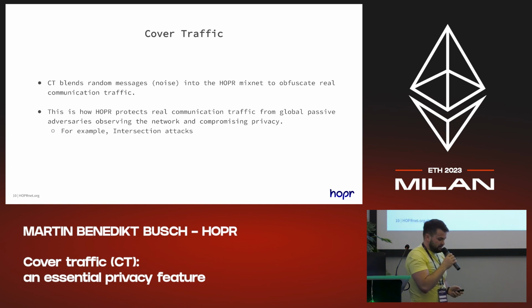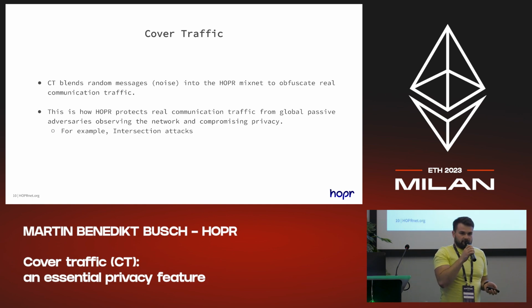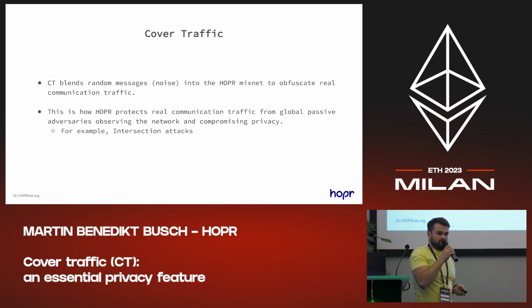For example, one attack that you might know about is an intersection attack. If we think back to the little illustrative example from before, performing an intersection attack is very easy because there are only 2 people in the network, so you don't need to observe much of the communication to de-anonymize people. But performing an intersection attack becomes infinitely harder if, through cover traffic, we ensure that there's always enough traffic in the network.